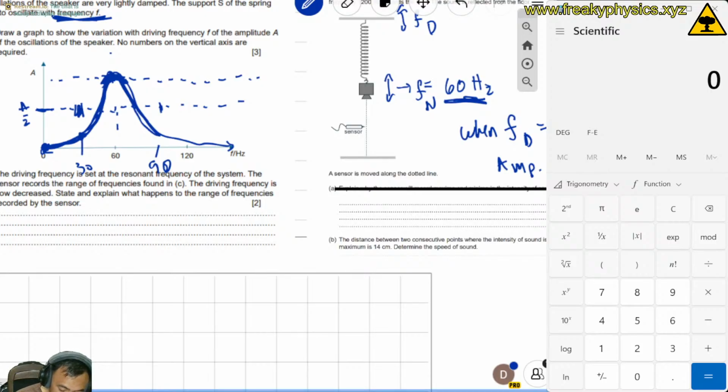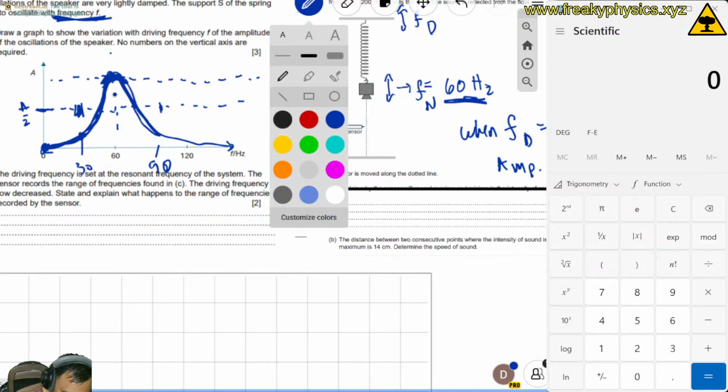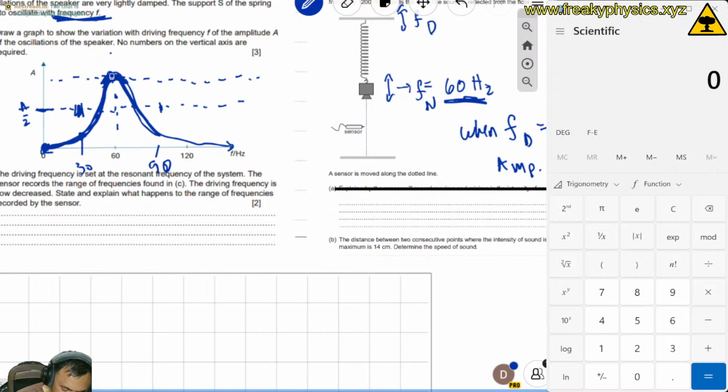Now, what if it was medium damping? Medium damping would be a bit lower on the... no, let's say that the amplitude's still the same, but it's going to be wider. So the bigger the damping, the wider it gets. All right. Any other questions?